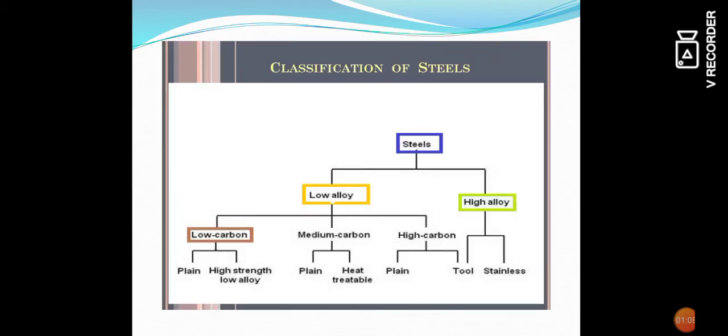Now let us see the classification of steels. In general, steels are classified into two main categories. The first one is low alloy steels and the second one is high alloy steels. Again, the low alloy steels are classified into three important categories. They are low carbon steel, medium carbon steel and high carbon steel.